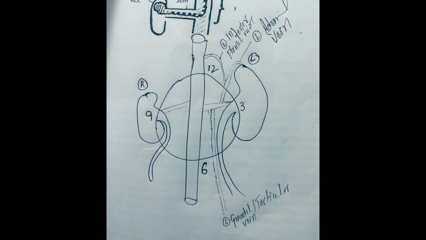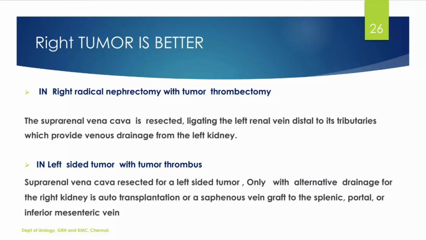So now to make it very simplified, if the tumor is involving caval wall invasion, like if the tumor is in the wall of the IVC, if it is occluding less than 50% of the IVC lumen, we can just excise that tumor. But if it is more than 50%, we need to ligate the suprarenal vena cava. So in this sense, we are saying that the right sided tumor is a better tumor, because if we want to ligate the suprarenal vena cava, we have alternate drainage on the left side.